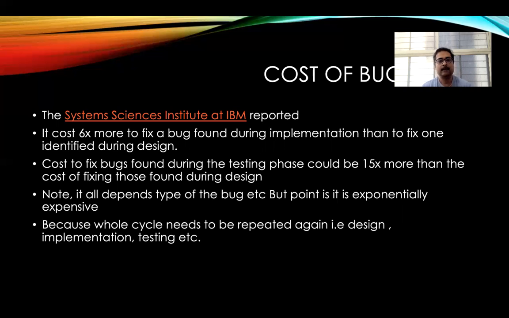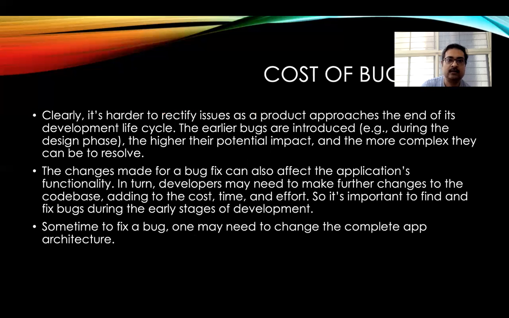Bugs should be contained. So, as we discussed, the whole process will be repeated: design, implementation, testing. Because of that, cost goes up. Okay. Clearly, it's very clear that it will be very hard to rectify the issue as the product approaches the end of the development cycle, because again you may have to go through the whole process, and if it is a design bug, then it's pretty expensive. And sometimes, as we said, to fix a bug one may need to change the complete app.